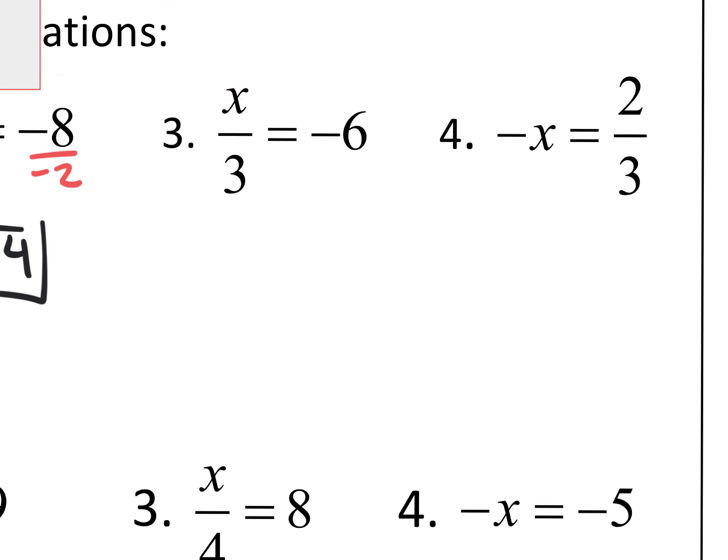I want this x by itself. I don't want this divided by 3. How do I get rid of the divided by 3? I multiply by 3. Notice, I'm putting that times 3 up there, not down here. Don't put it down there, okay? Keep it up on top.